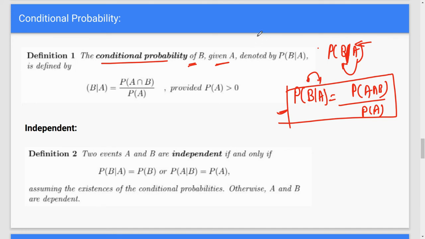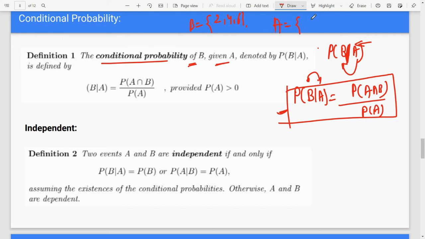Now, let's see another example. Let's say we're again talking about the dice, and B is the same event, 2, 4, 6, even number, and A is some other event. Let's say we define A as 1, 2, 3, 4. Let's say they're asking, if A has already happened, then what is the probability of happening of B? So first you need to find the probability of A intersection B. A intersection B means 2 and 4 are common. So it will be 2 by 6, and the probability of happening of A is 4 by 6. So this will be 2 by 4, which is 1 by 2. So this is the required probability.